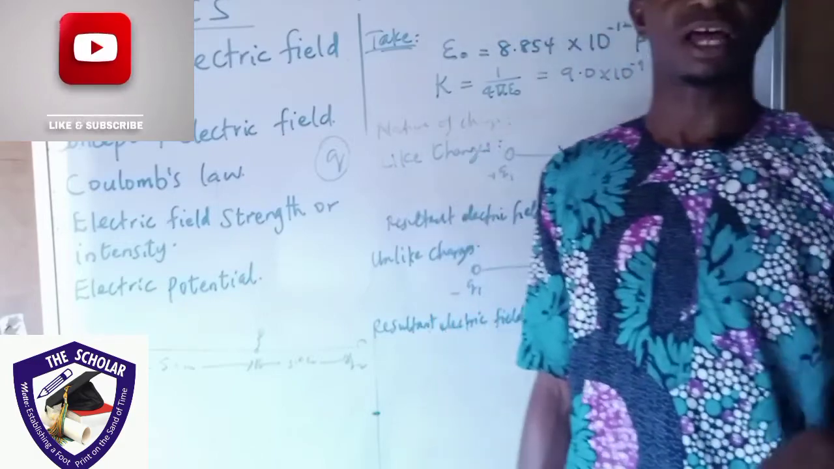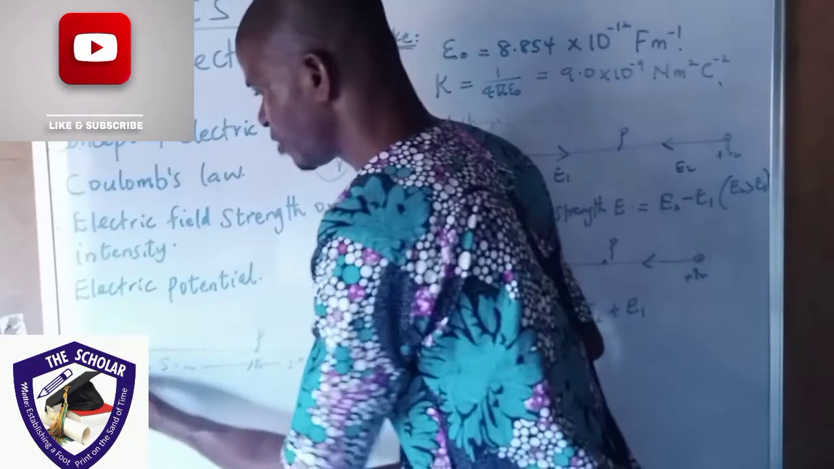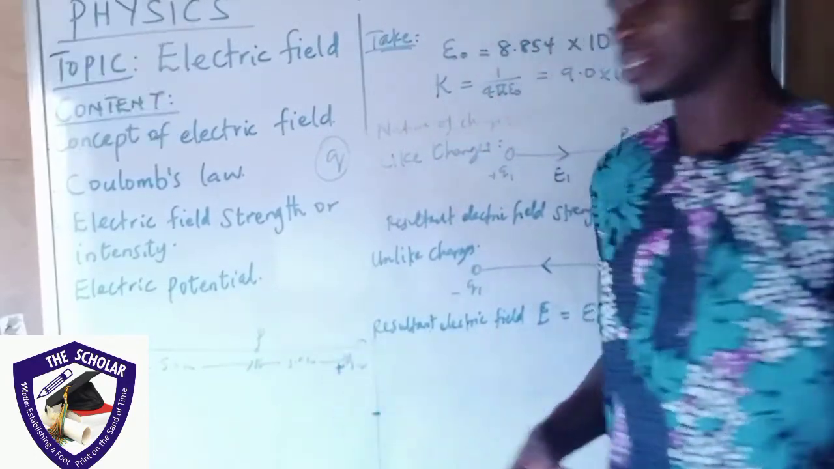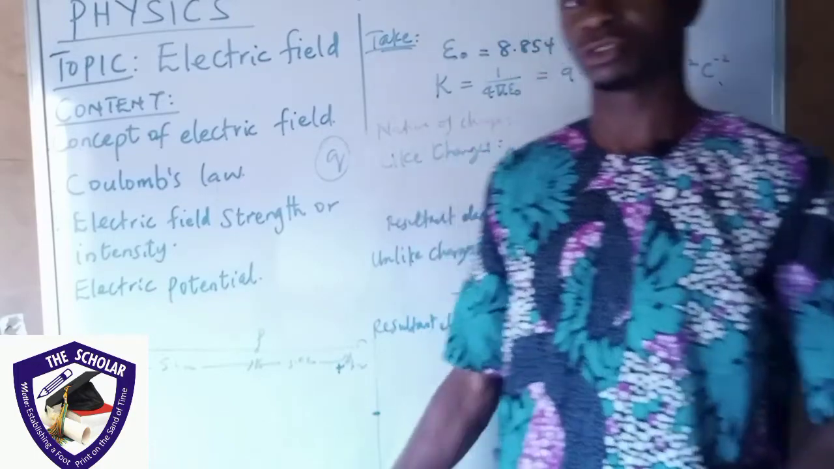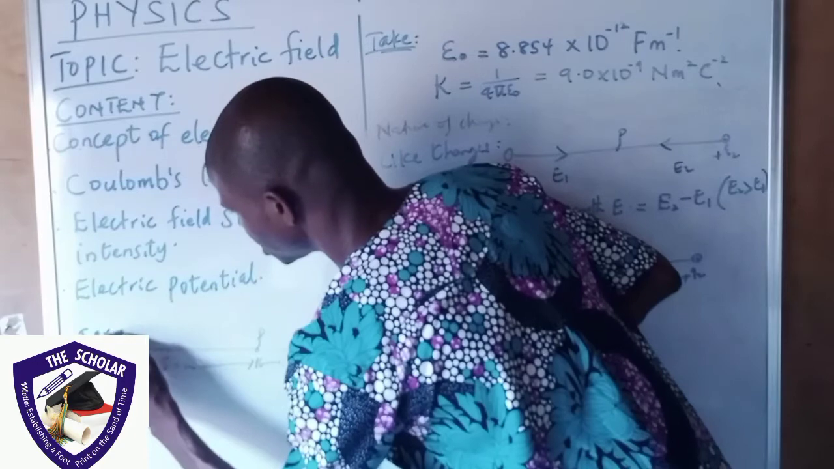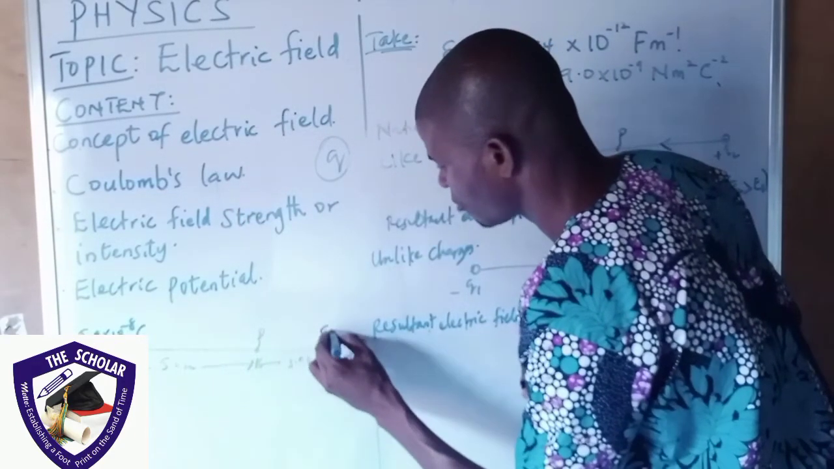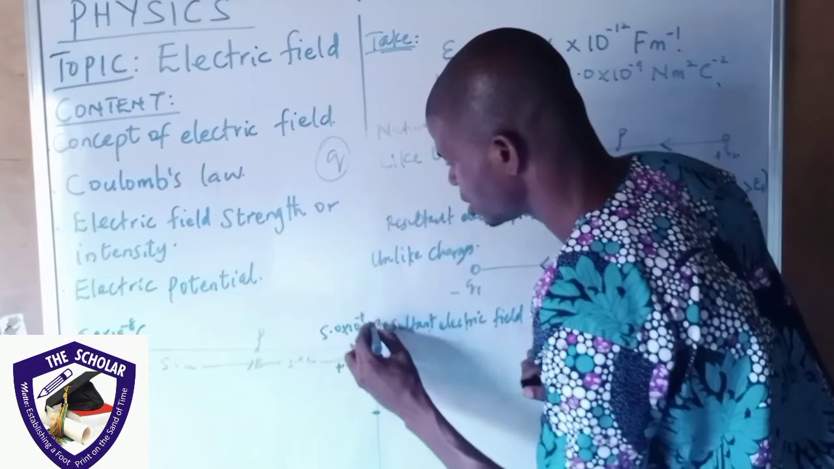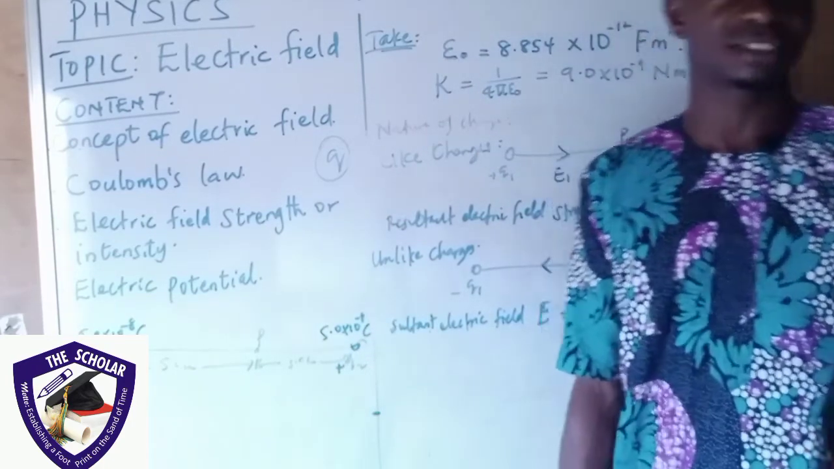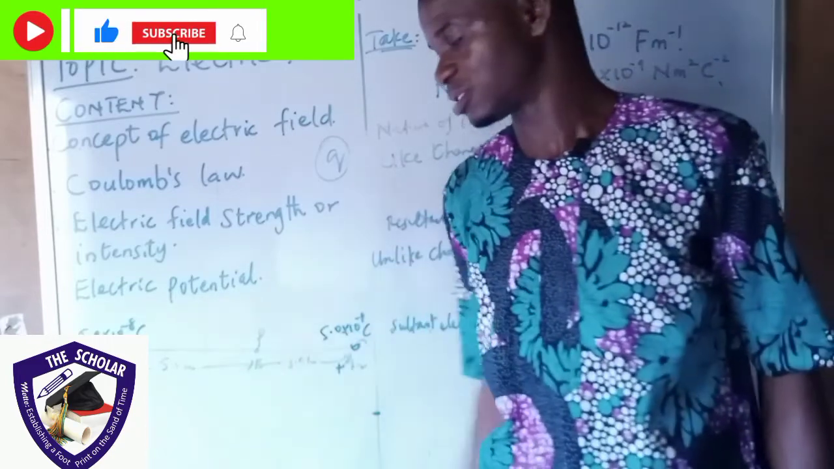Two similar but opposite charges, Q1 negative and Q2 positive, each of magnitude 5.0. That is, Q1 is 5.0 times 10 to the minus 8 coulomb, and Q2 is also 5.0 times 10 to the minus 8 coulombs. They are separated by a distance of 8.0 centimeters. That means the distance between Q1 and Q2 is 8 centimeters.